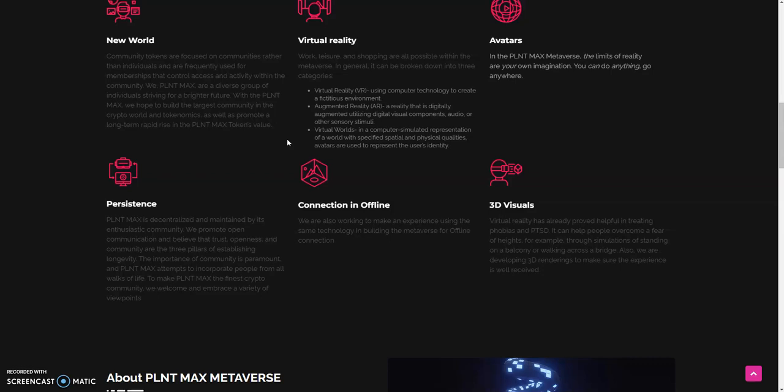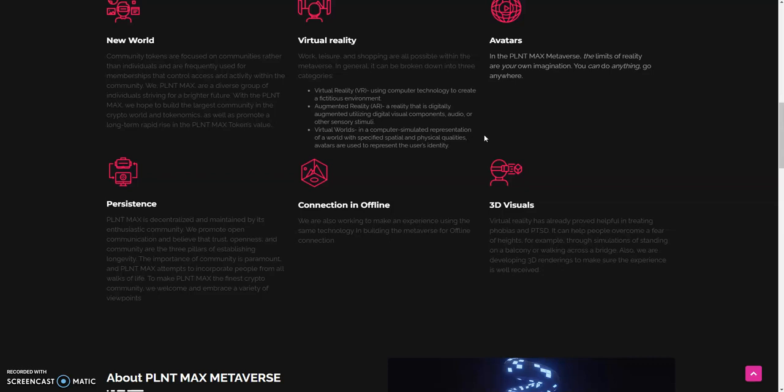With PLNT Max, we hope to build the largest community in the crypto world and tokenomics, as well as promote the long-term rapid rise in the PLNT Max token's value. We have virtual reality broken down right here for us. Work, leisure, and shopping are all possible within the metaverse. In general, it can be broken down into three categories.